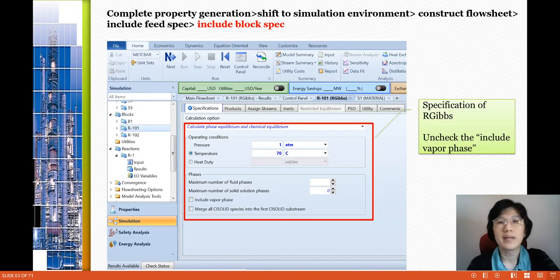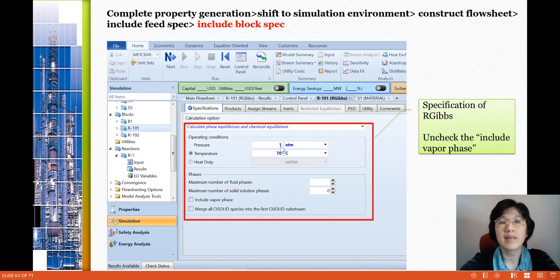So let's complete the block spec. Here I'm going to show you the block spec for RGibbs. Block spec for RPlug is actually quite straightforward, I will leave it to you. So what you need to do is, in terms of calculation option, you just calculate the phase equilibrium and also chemical equilibrium. On these two equilibrium basis, we do the calculation.